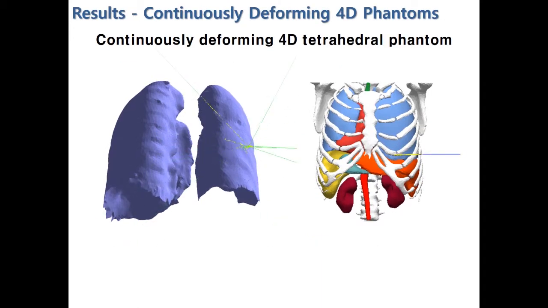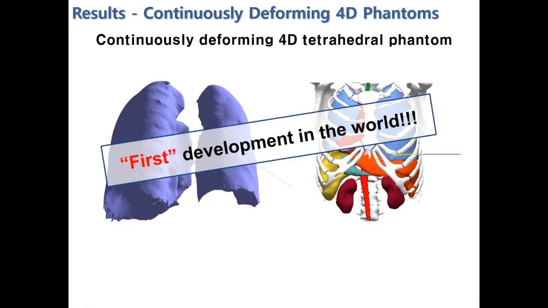This is the continuously deforming 4D tetrahedral phantom we developed by applying continuous deformation technique and 4D Monte Carlo simulation technique. You can see the radiation is transported while the patient organ in tetrahedral geometry is deformed continuously. This is the first 4D tetrahedral phantom in the world.